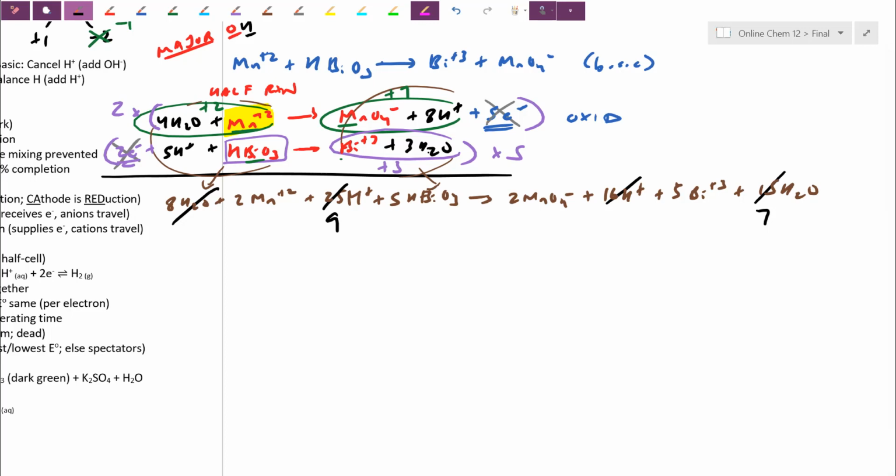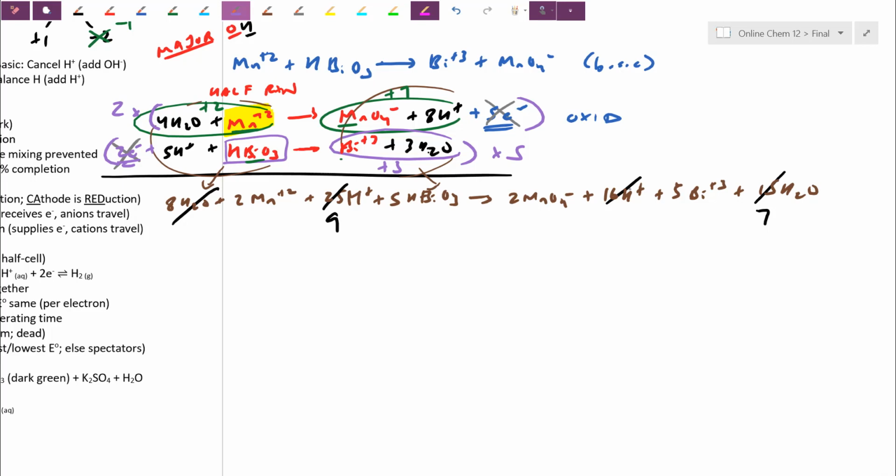Usually I'm running out of time, so I just balance for charge just to make sure. So I have 2 times plus 2 is plus 4, plus the 9 here, it's going to be plus 13. Over here I have a minus 2, 5 times 3 gives you 15, 15 minus 2 here is also plus 13, so we're probably good at this point. So far I've just balanced this here in acidic solution.